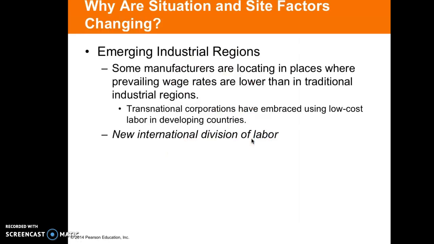We also have new industrial regions. So things like transnational corporations are embracing using low-cost labor in developing countries. So since the 1950s, and it really took off in the 1960s, we began outsourcing our labor. And so we started to build factories in less developed countries, and this means that we could pay the workers less. So our heyday of manufacturing in the United States was in the 1950s. And so from the 1950s on, we've been losing manufacturing jobs to developing countries.